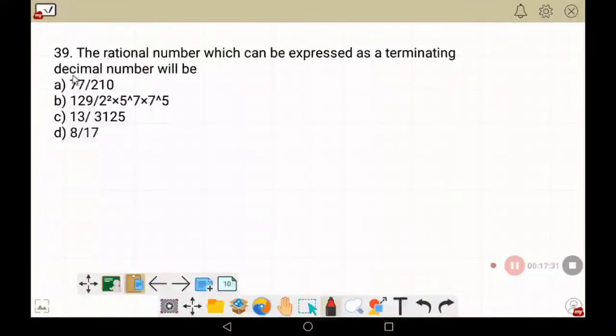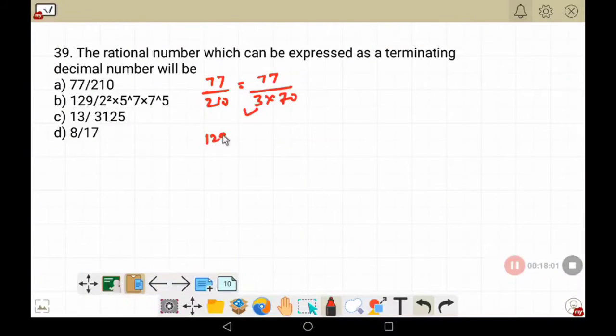The rational number which can be expressed as a terminating decimal will be, इसमें से ऐसा कौन सा नंबर है जो as a terminating decimal एक्सप्रेस हो जाएगा. So the question is, first one is 77 upon 210. आप इसको लिख सकते हैं 3 into 70. देखिए अपॉन में 3 है, ये कभी भी टर्मिनेटिंग डेसिमल नहीं होगा. It is always a non-terminating but repeating. Next, 129 upon 2 to power 2, 5 to power 7, 7 to power 5. It will always be a non-terminating decimal.